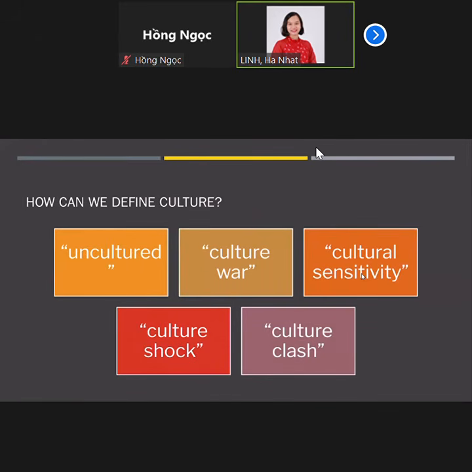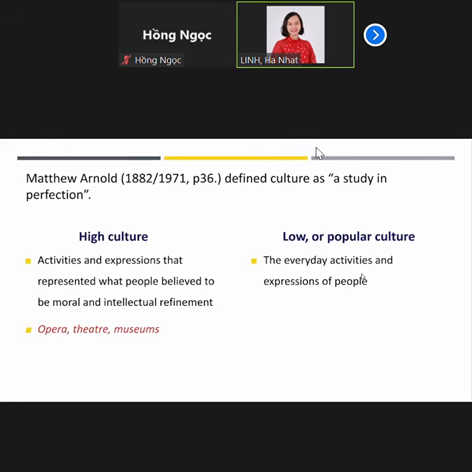So we can see that the word culture is used in many different ways by people in their everyday lives, and by researchers too, in many different fields. So the question is, is there one correct definition for culture? Well, let's look at the past. You can see a definition of culture from the 19th century, in the year 1882.